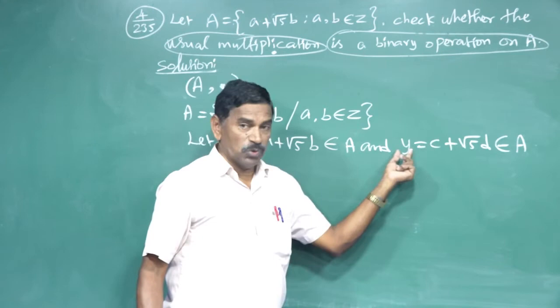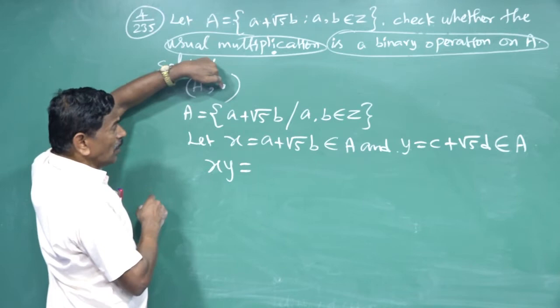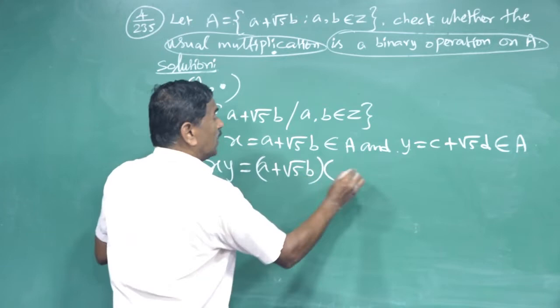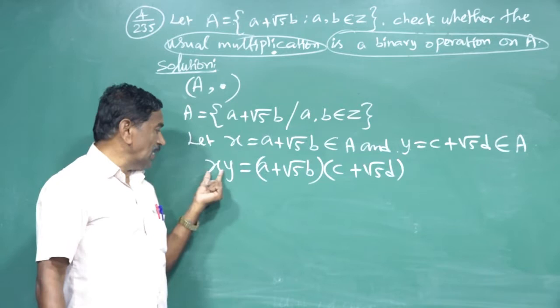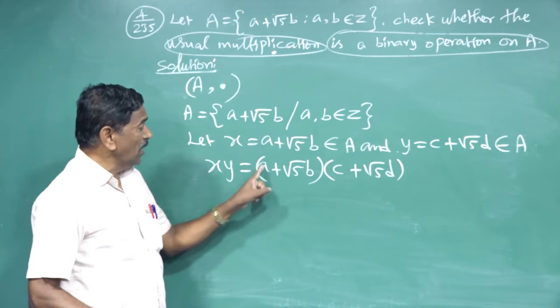Now the operation is multiplication. That is important. Now listen: x into y is equal to, because the operation is multiplication. Suppose the operation was plus, then here plus, but here multiplication. Therefore x into y is equal to, what is x? Yes, x is a plus root 5 b into y, which is c plus root 5 d. That's all. We are selecting two elements and multiplication is the operation. The first element is given the name x and the second element is given the name y. So x into y is first element into second element, which is equal to, next step? Yes, usual multiplication. This a is going to multiply the second bracket's two elements, that means a into c, ac.